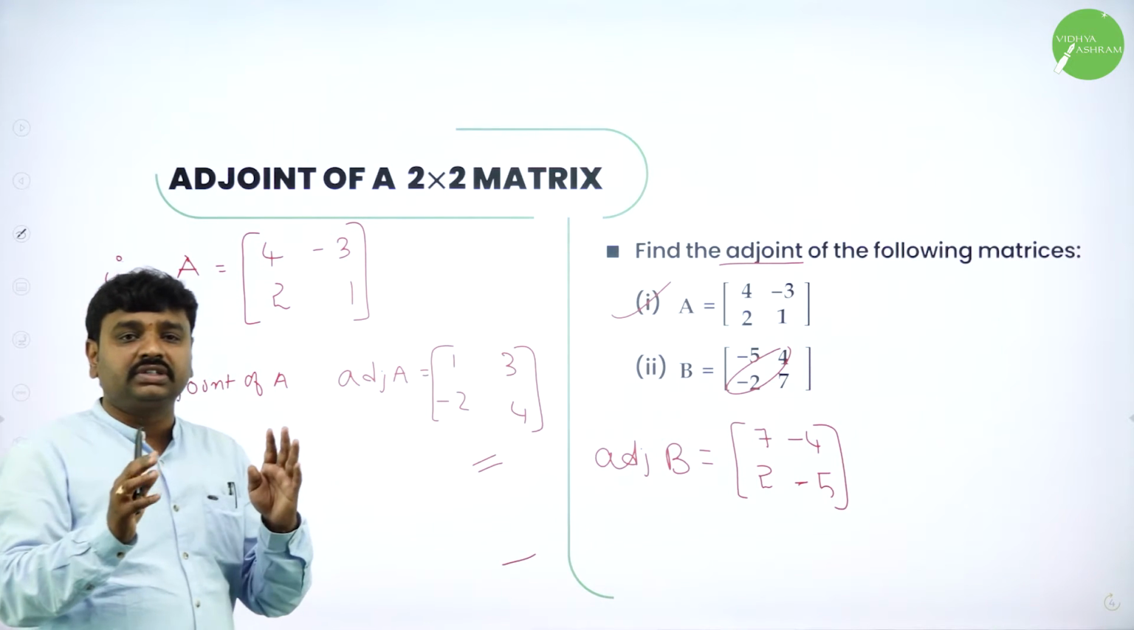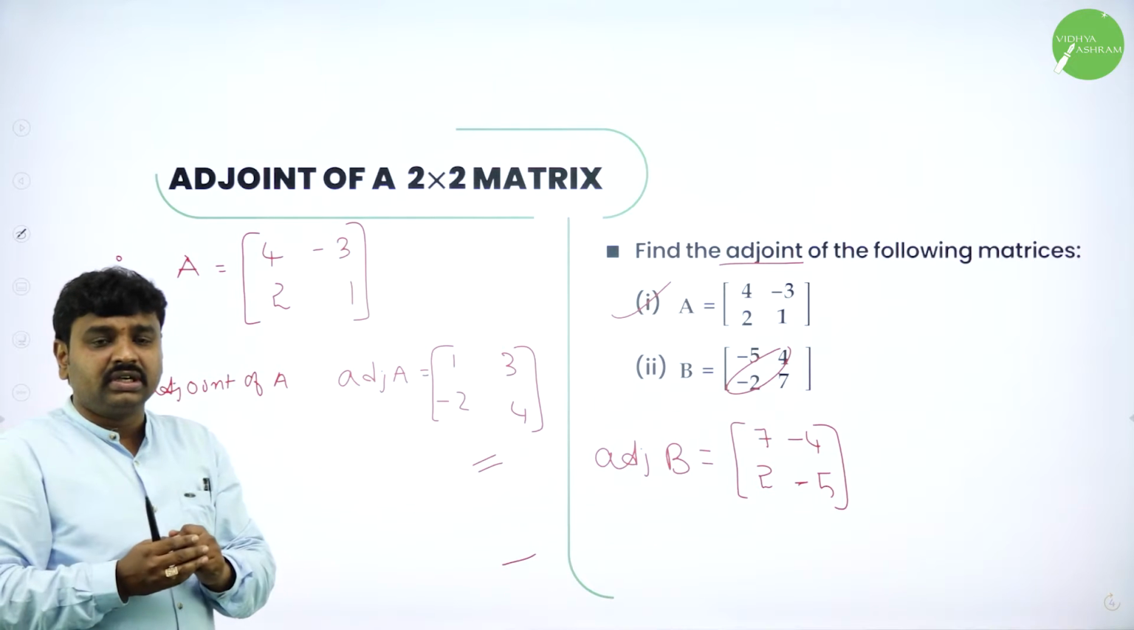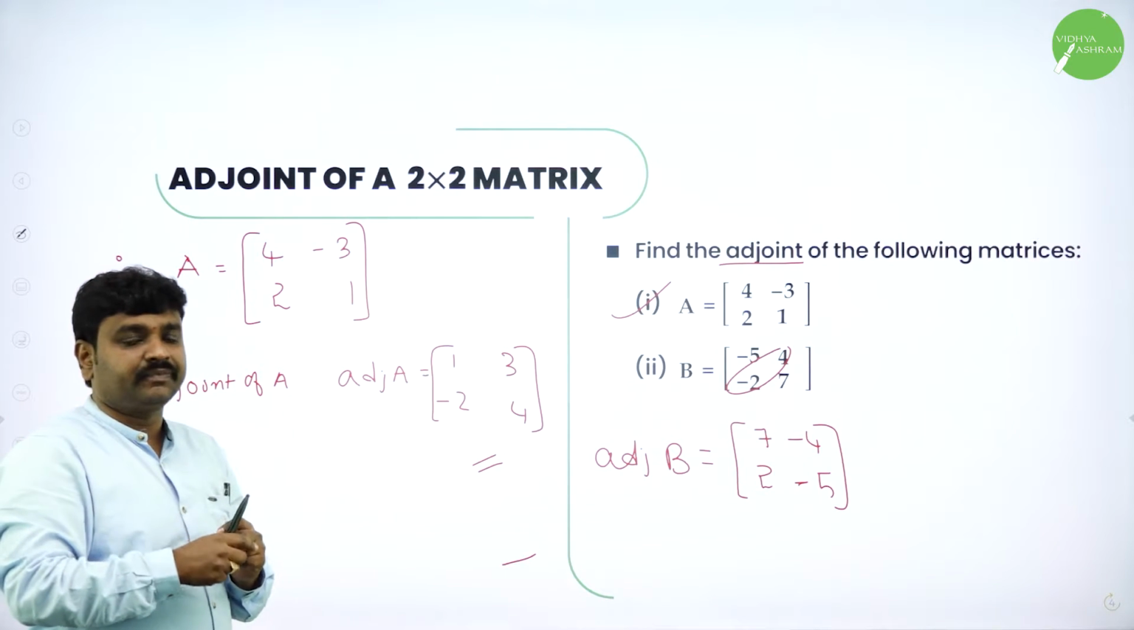Any doubts? How to get adjoint? Interchange the principal diagonal, but change the sign of the secondary diagonal. That's it.